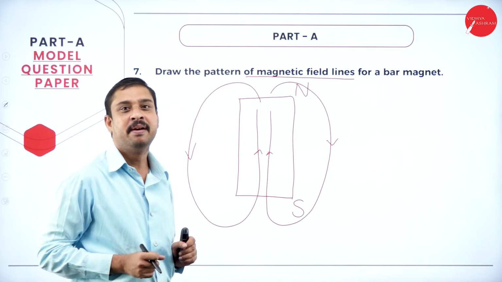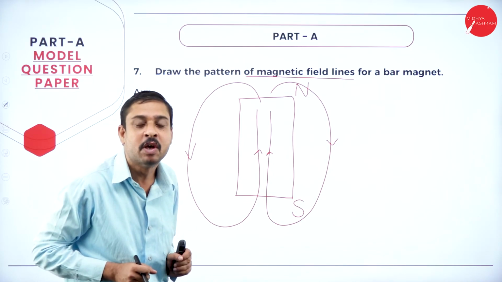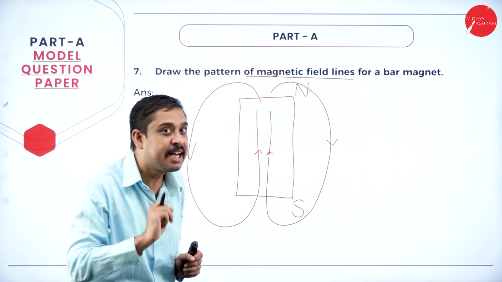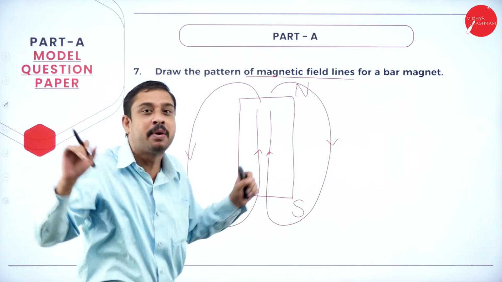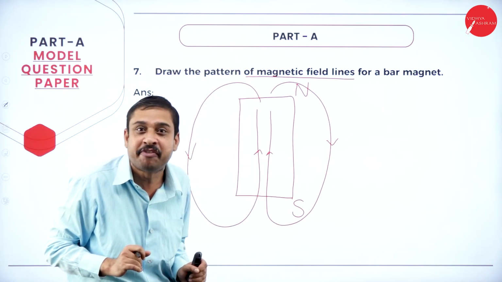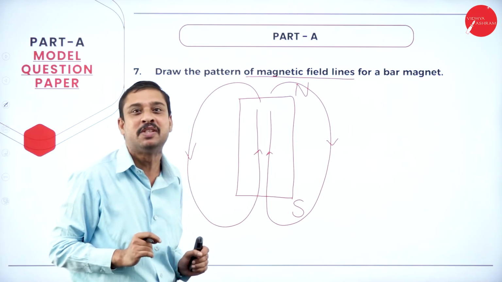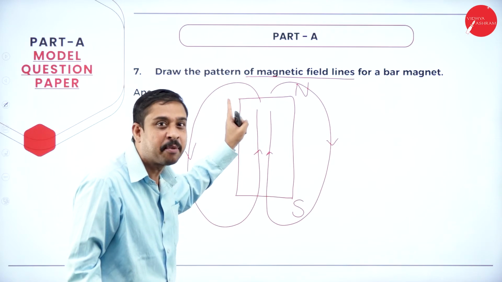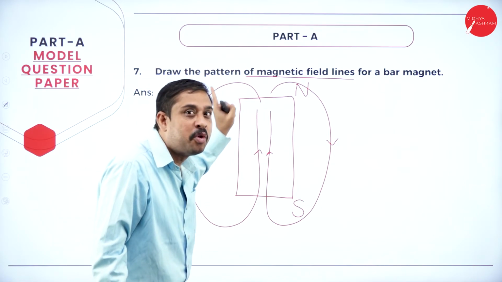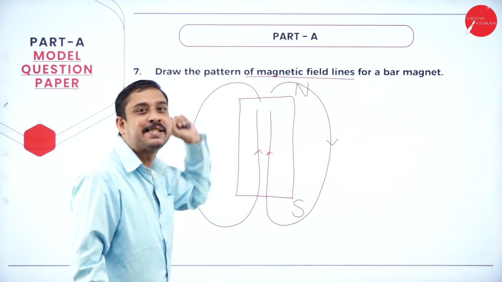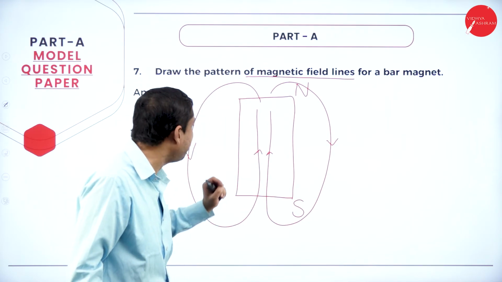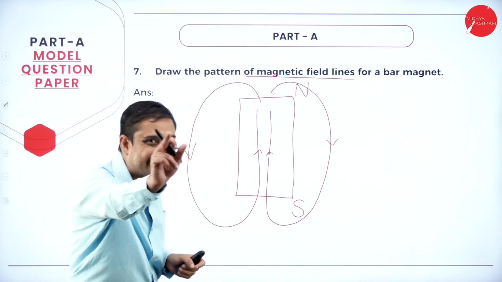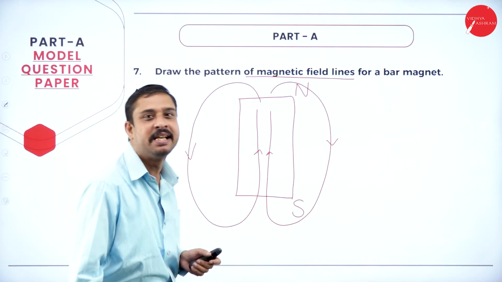Therefore, we say magnetic field lines form continuous loops. Observe carefully: electric field lines do not form continuous loops, but magnetic field lines form continuous loops. For what reason? Outside the bar magnet, they start from the north pole and go towards the south pole. Inside the magnet, they start from the south pole and move towards the north pole. That is why they form closed continuous loops.